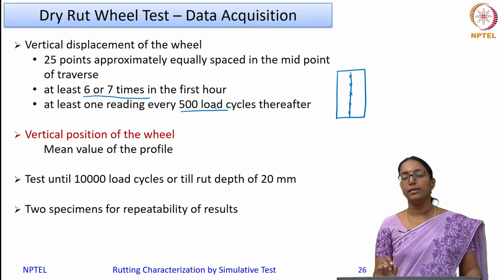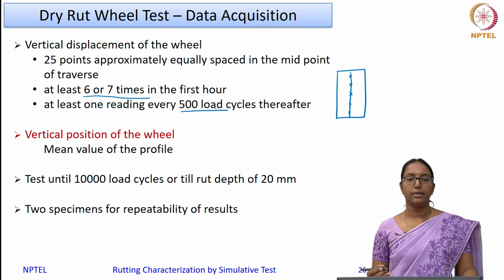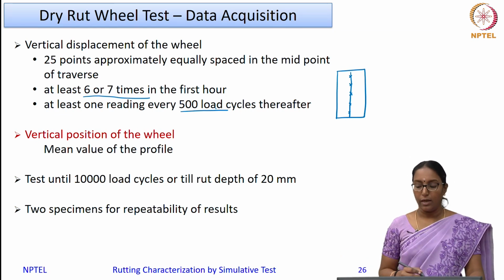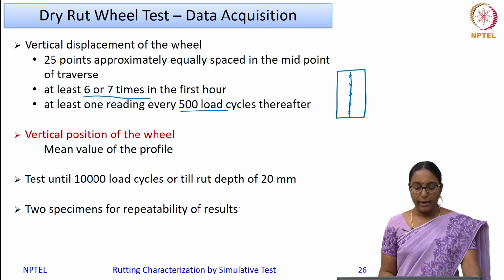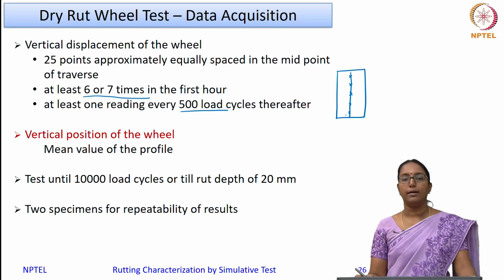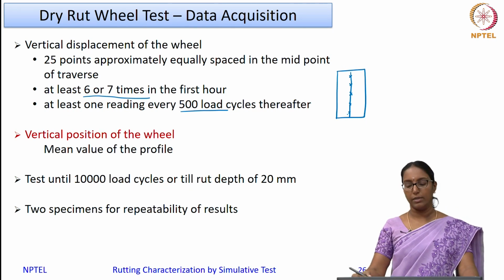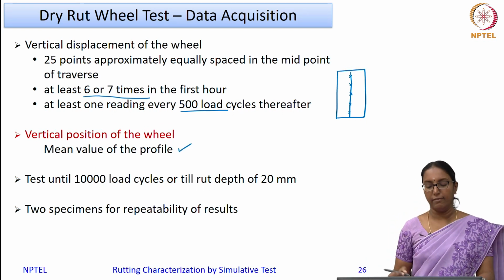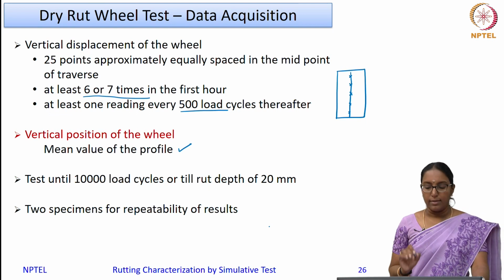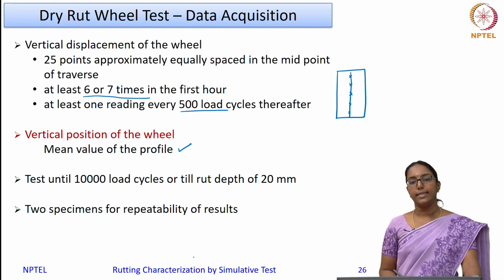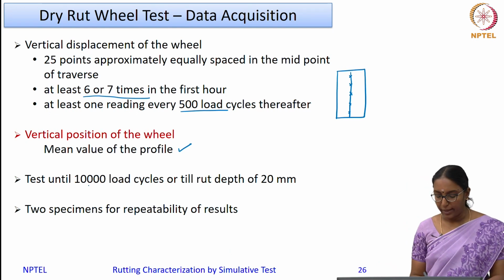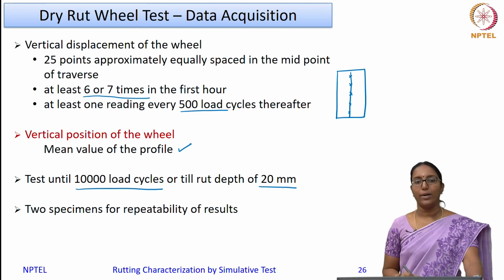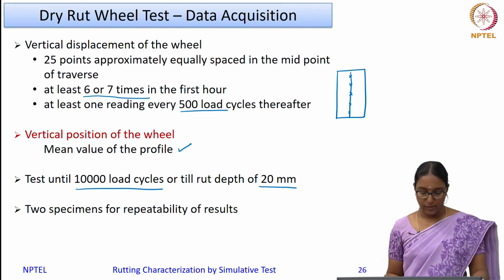You need not stop the test for collecting this data. The LVDT will automatically collect it during the test cycles without stopping the machine. Okay. Now, after taking these 25 deformations or the profile at 25 locations, the average of these 25 values will be the mean profile of the specimen. Okay. Now, this test, the small size test, is conducted for 10,000 load cycles or till you see a rut depth of 20 mm. Okay. Now, as I said, for repeatability, at least 2 tests are to be conducted.